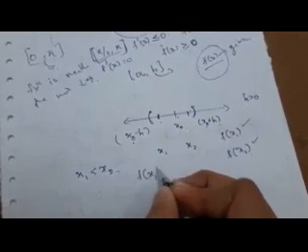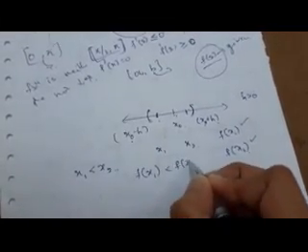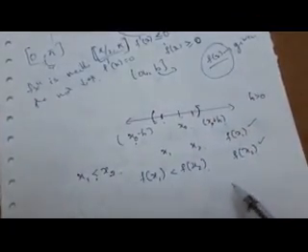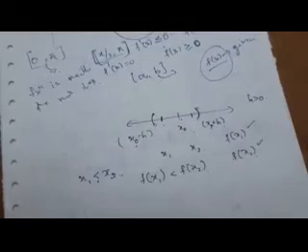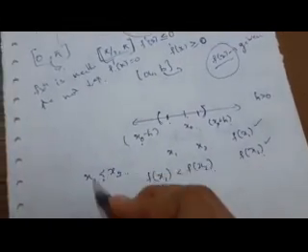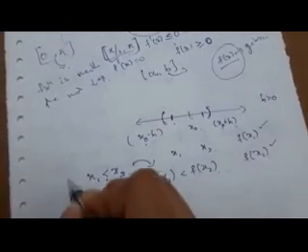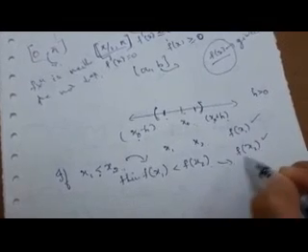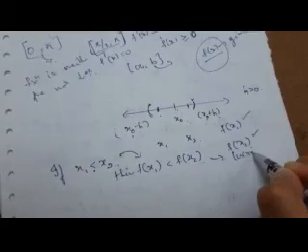If f of x1 is less than f of x2, when x1 is less than x2, what happens here? The value is increasing. So when x1 is less than x2, f of x1 is also less than f of x2, and if this happens, then this function is an increasing function.